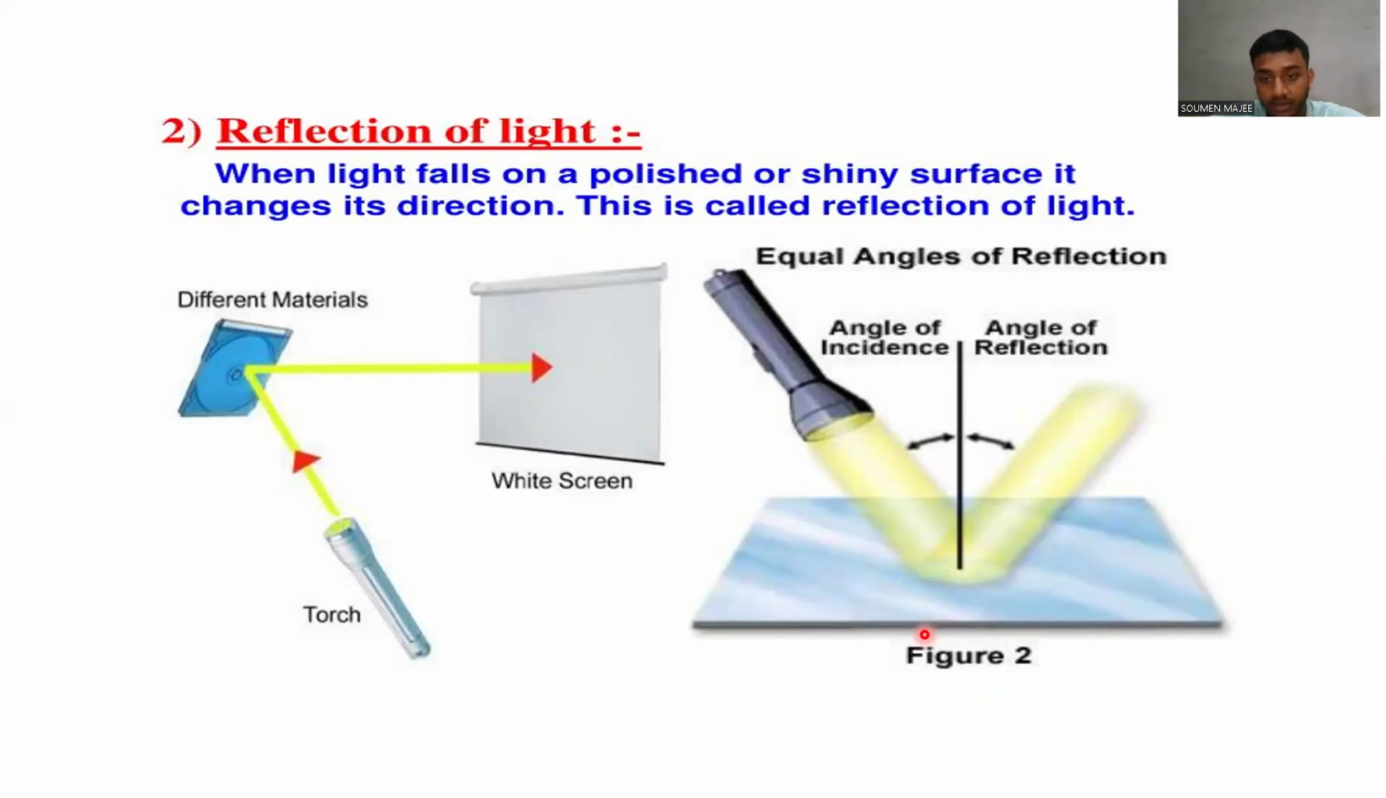Reflection means when light falls on a polished surface like this one or this one, what happens? It changes its direction. Here also it changes direction. This is called the reflection of light. You find that from the torch, when it is lighted, the light comes, falls on the surface, and is reflected. So it is called reflection of light.